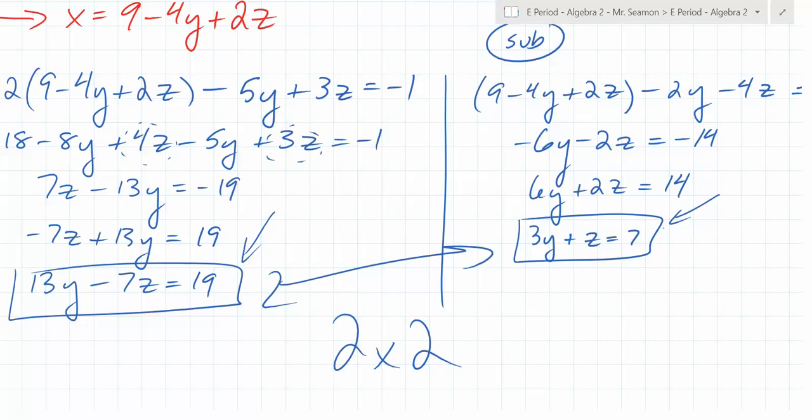And when you have standard form, what do I like you to find? Slope or something? No, please, no. If you're graphing something in standard form, what do I like you to find? The intercepts. Remember how I told you this over and over again? You don't need to go to slope-intercept form.